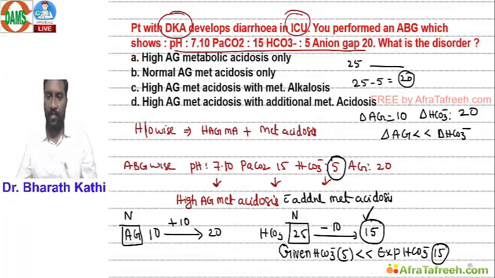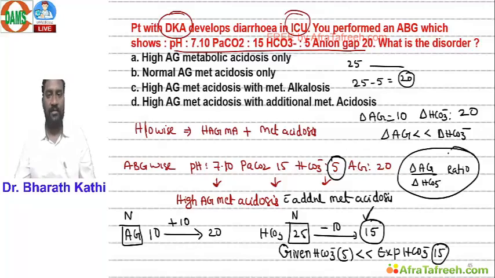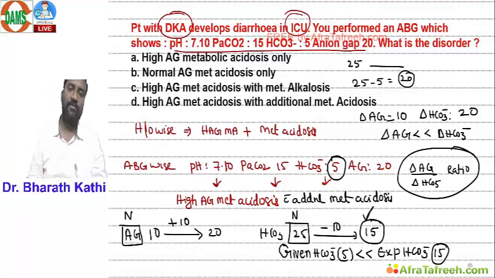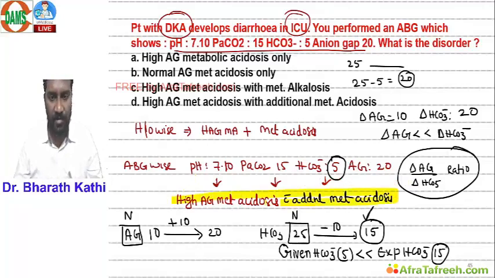There is also something called the delta anion gap to delta bicarbonate ratio, but these are not required for you as this is all difficult. For practical purposes, you can just use this formula. You can just compare the change in anion gap and the change in bicarbonate, which is given in Harrison also. So this is a situation of high anion gap metabolic acidosis with additional metabolic acidosis. So the answer is option D.